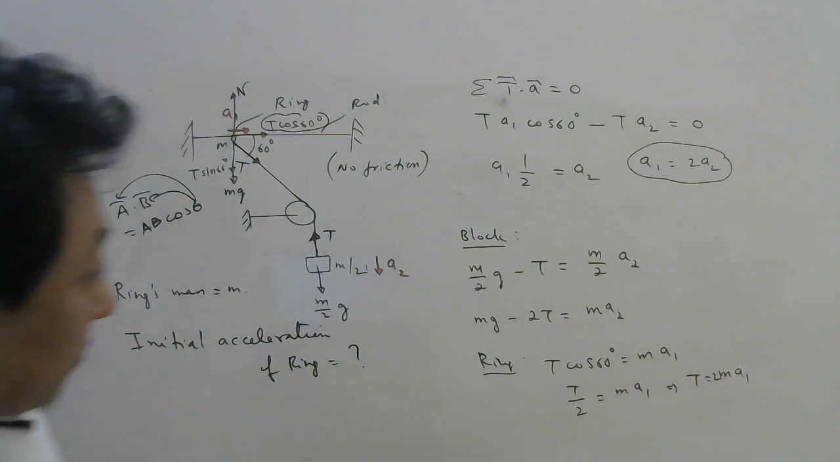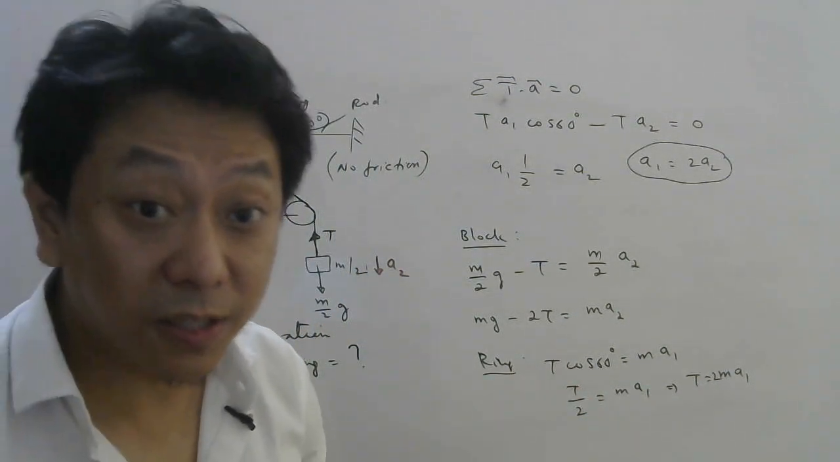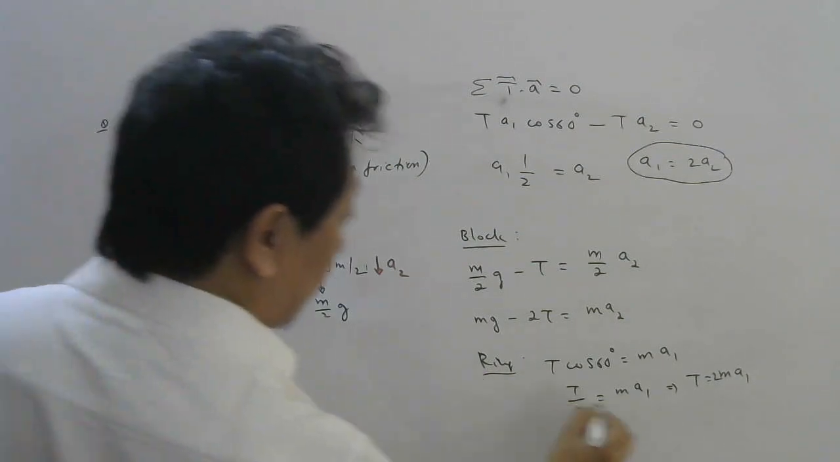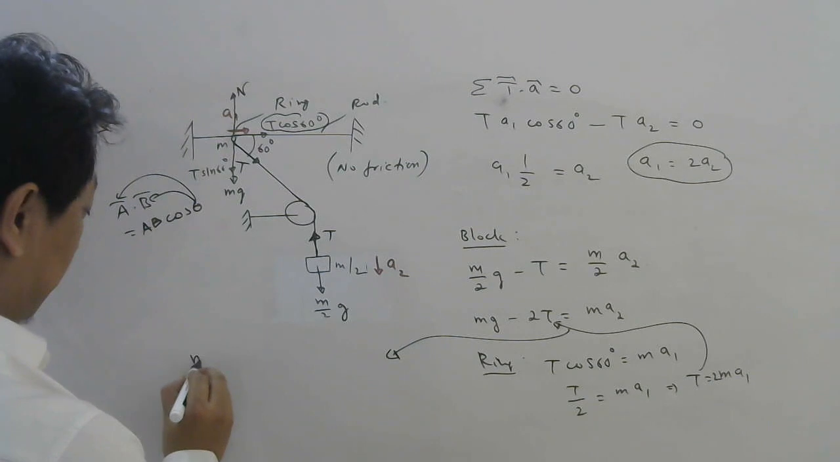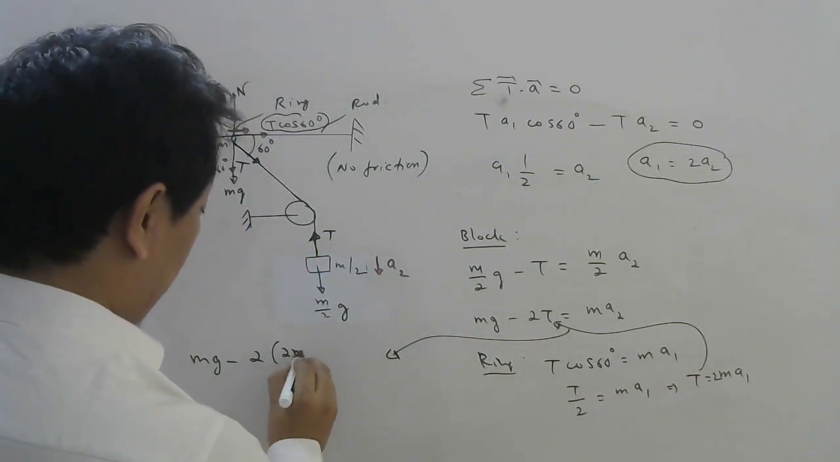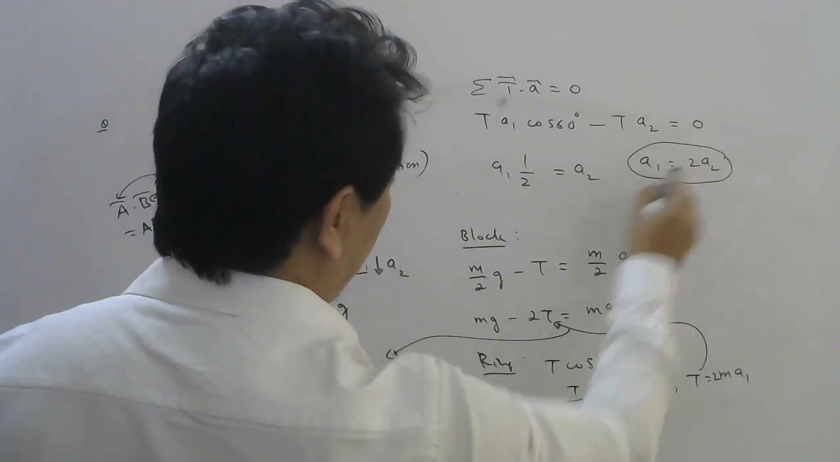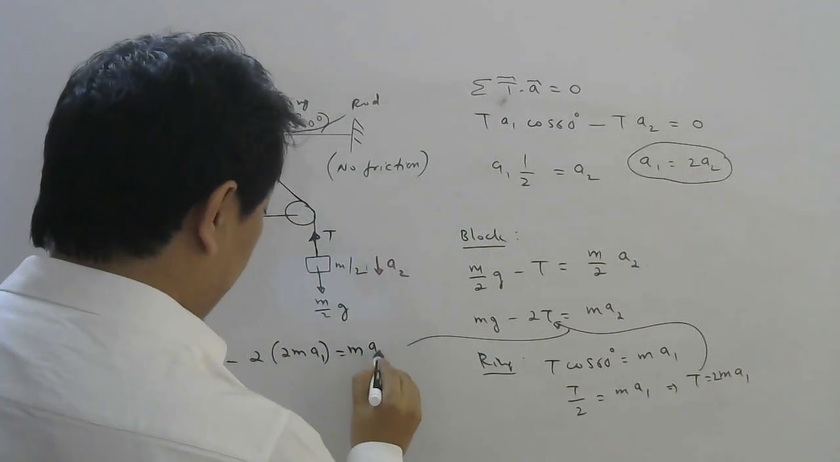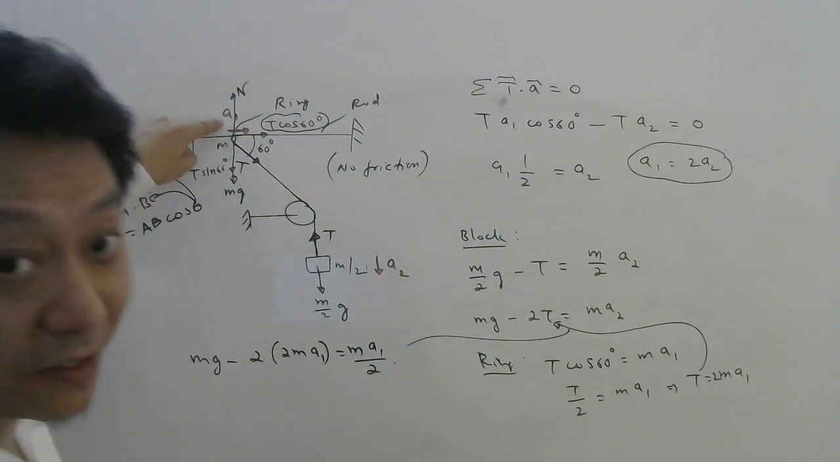So now let us substitute this tension here, because our job is to find the acceleration of the ring. So put this tension here. So what will you get? mg minus 2 times tension, which is 2 m a1, equals m a2. And what is a2 from here? a1 by 2. Remember, our aim is to find a1, which is the acceleration of the ring.